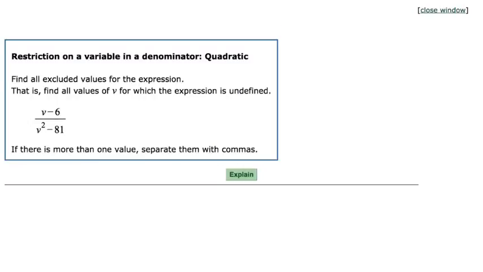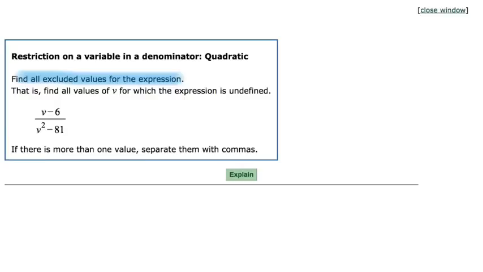So this question asks you to look at this rational expression, and when we say rational expression, we mean one polynomial divided by another polynomial. So that's what we see over here: v minus 6 over v squared minus 81. And the question asks you to find all excluded values for this expression.